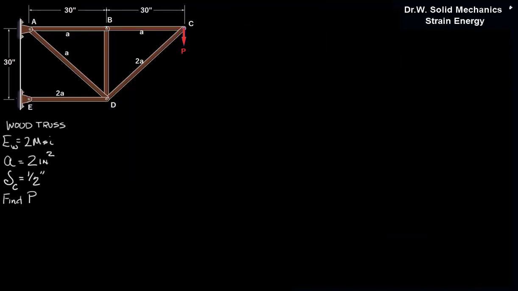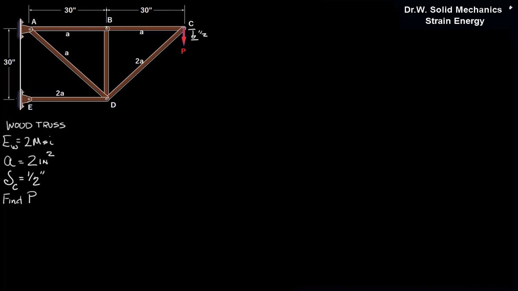We can't treat it as two loads. Here we have a truss made of wood. We're given the geometric values: the E of the wood is 2 MSI. The cross-sectional areas are given as A and 2A, where A is 2 square inches. And we're asked to find the load P, which will cause a 1/2 inch deflection at C. So out here at C, we're going to move this down by 1/2 inch due to this load, and that's going to put all these different members in compression and tension in order to do that.